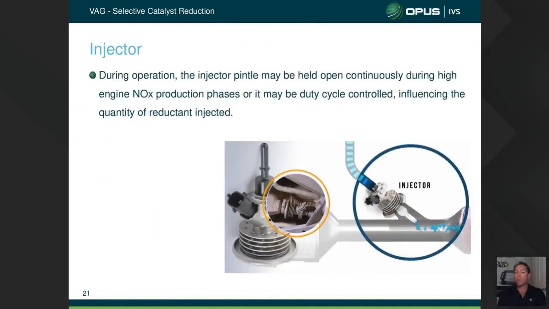So the injector itself, during operation, the pintle may be held open continuously during high engine NOx production phases, or it might be duty cycle controlled, influencing the quantity of reductant injected. So when we get high NOx production, that's generally under a high-speed cruise when we're producing really high combustion temperatures. So NOx levels increase with combustion temperature, and we can't control that using EGR all the time. It just doesn't work. We can't open an EGR under power because the vehicle will lose power if we open EGR. So EGR really can only be opened at cruise to low throttle positions.